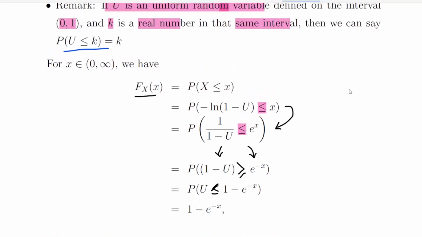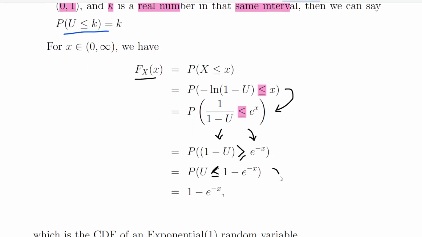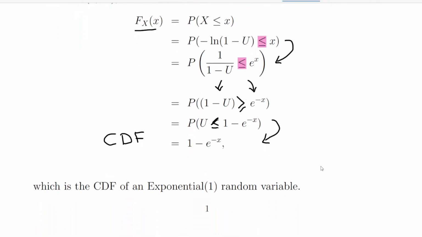Now that is where we invoke the formula above. k is a real number on the interval 0 to 1, and 1 minus e to the minus x is a real number on the interval 0 to 1. So here we can invoke this expression. We can restate it as follows: the probability of X less than or equal to x is 1 minus e to the minus x. That is the cumulative distribution function of the exponential random variable with rate parameter lambda equal to 1, and that demonstrates what we needed to do.